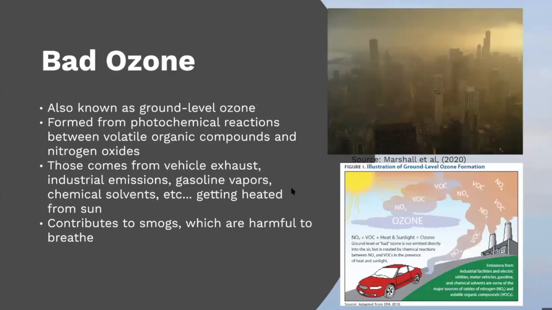As we know, tropospheric ozone is formed from vehicle exhaust, industrial emissions, and other processes that release volatile organic compounds and nitrogen oxides that get heated by the sun. Therefore, this creates smog that reacts chemically with many biological molecules in the respiratory tract, which then leads to a number of adverse health effects.